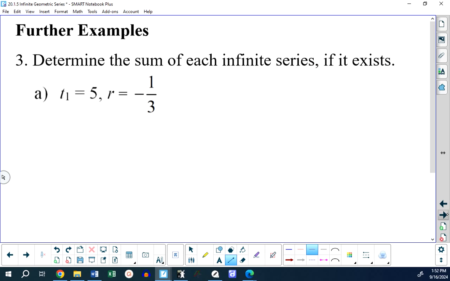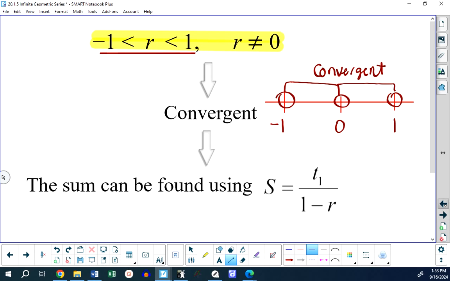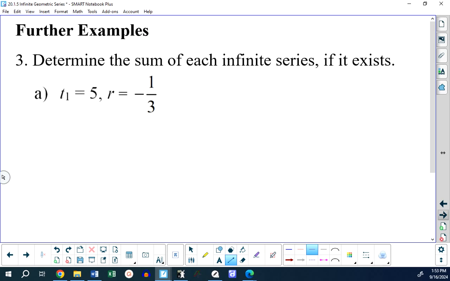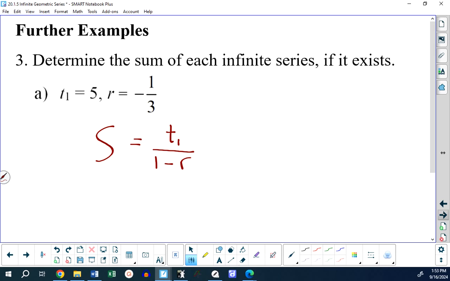So if that's the case, it is convergent, and you can find the sum using that. So is this convergent? Sure. -1/3 is basically, forget the negative for a second, is it a number smaller than 1, but not 0? Yes. It's just that that -1/3 is over here someplace, right? Okay. So this is convergent. Can we find the sum? Yep. Notice, by the way, it's 1 minus R, and in your other sum formulas for Sn, it's R minus 1.